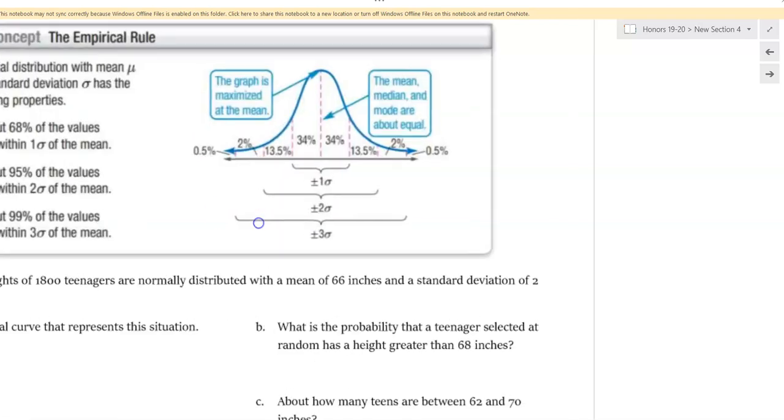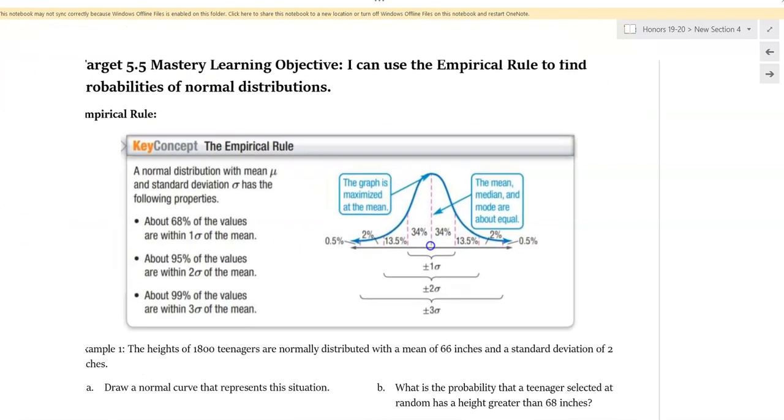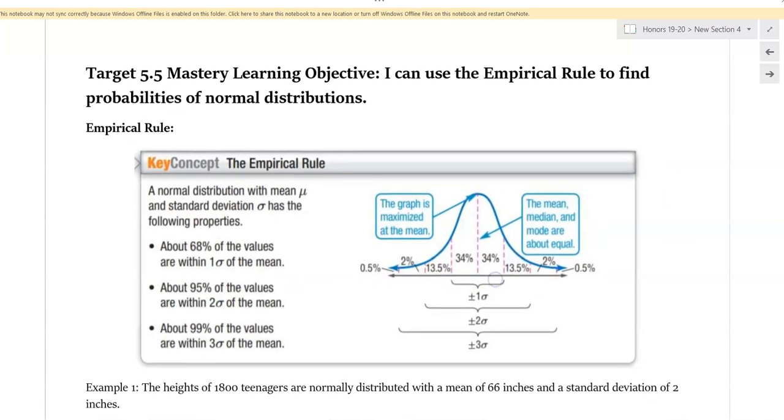We are now looking at target 5.5. This is the last thing we're going to look at before we leave for Thanksgiving break and before our quiz. And our target 5.5 mastery learning objective is I can use the empirical rule to find probabilities of normal distributions.